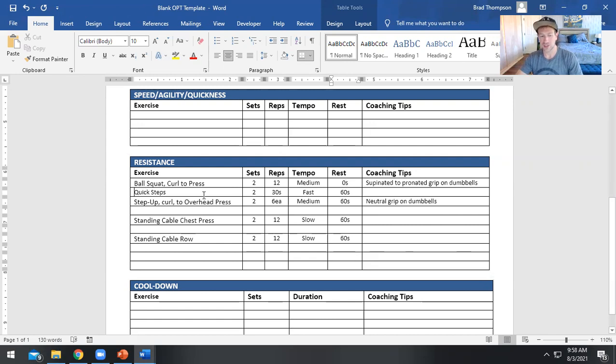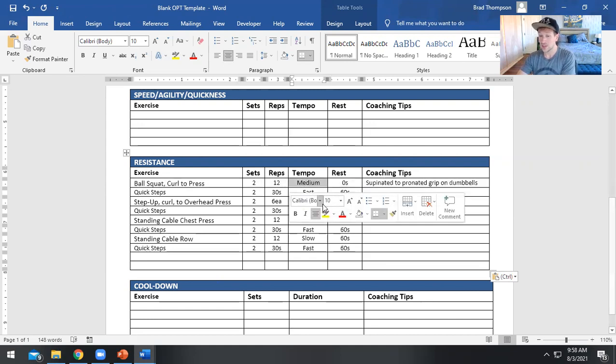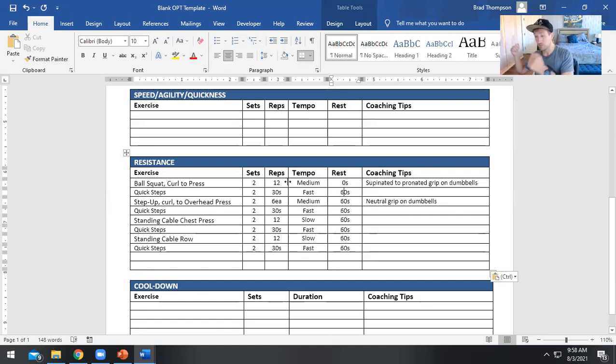So if I did that between every one of these sets, you can see I do a step up, I do a ball squat curl to press, and they get through all 12 reps, and then all right, we're going to take a 30-second little cardio break here. I have them put the dumbbells down, they get on a little step, they're going up, down, down, up, down, down. Right? It's like doing a little bit of cardio. It's like going for a run in between.